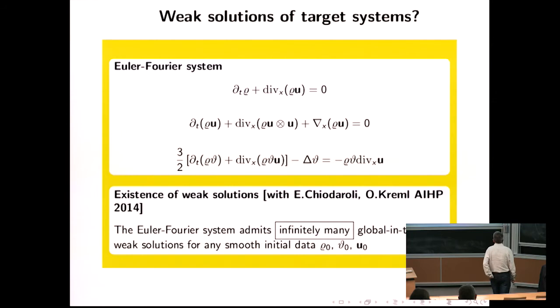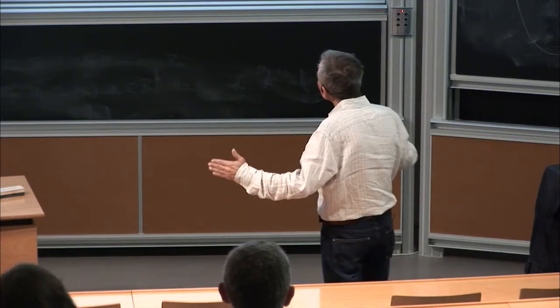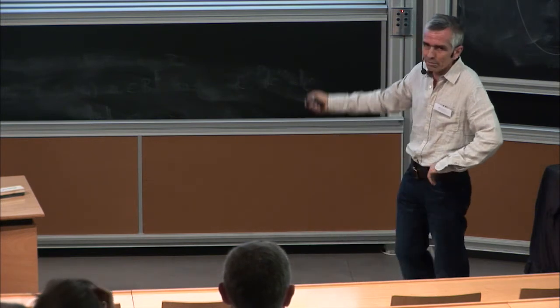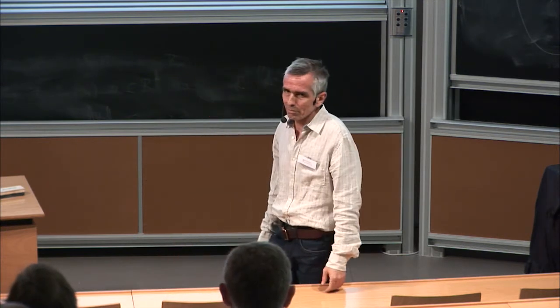I don't say how smooth. I would say two derivatives will do. You can show that for any choice of initial data, this problem has global in time solutions. On any time interval, you can construct global weak solutions. This is the good news. The bad news is that there are simply too many. There are infinitely many. These solutions are constructed by the method of convex integration.